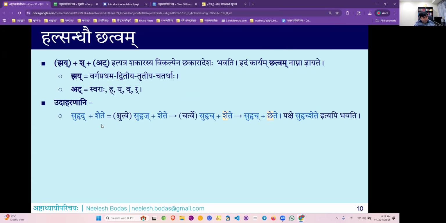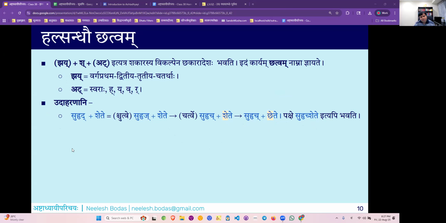Surud plus shete. First you do shutvam: suruj shete. Then you do chatvam: suruch shete. At this particular point, you have a jhay letter, which is varga prathama. Then there is a chakara, and after that there is a swara, which is in the atta pratyahara. So this combination is satisfied. Therefore, atra shakarasya chakaradeshah bhavati, suruch chete; pakshe suruch shete iti api bhavati.